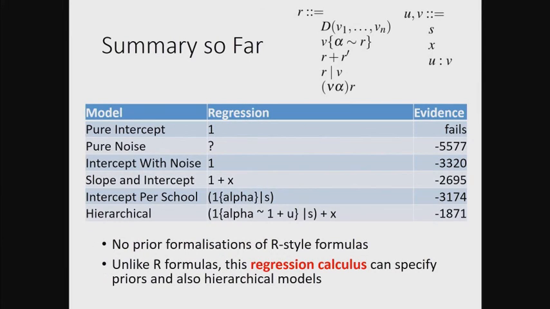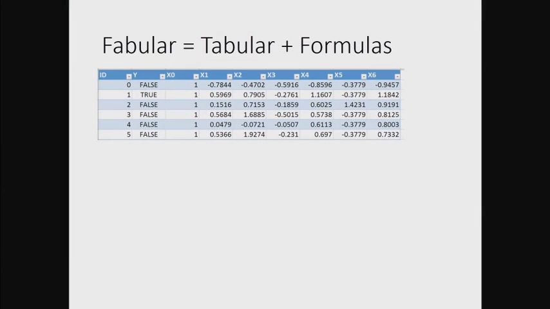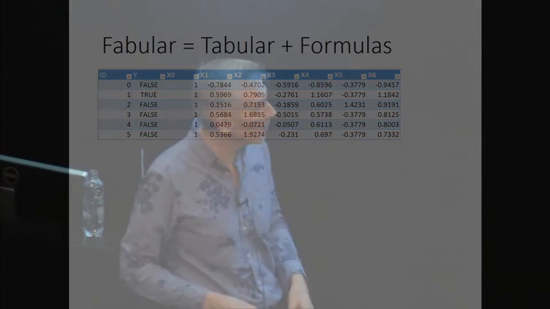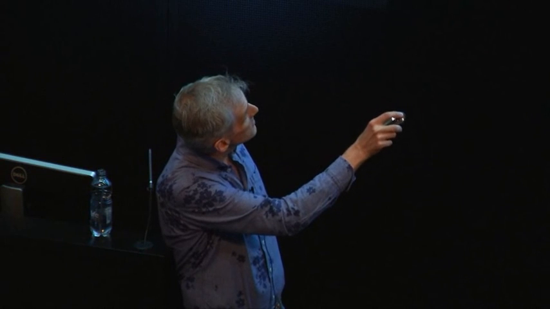Okay, so that's the regression calculus. How do we add it to our languages? Well, Fabular is my favorite probabilistic programming language. It's an embedding of Infer.NET inside Excel. And the idea is you take a data set like this.